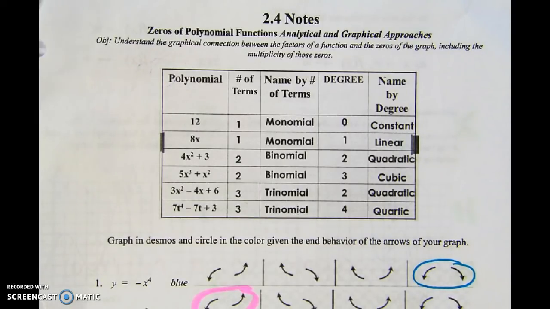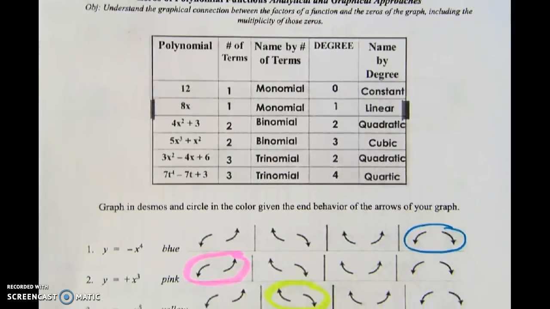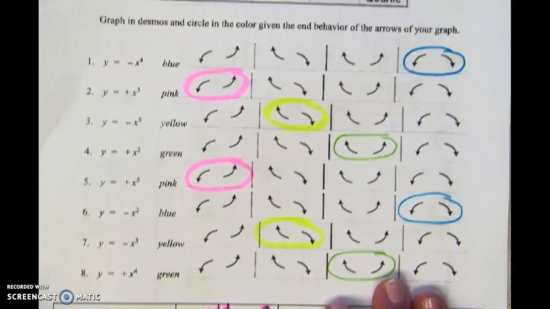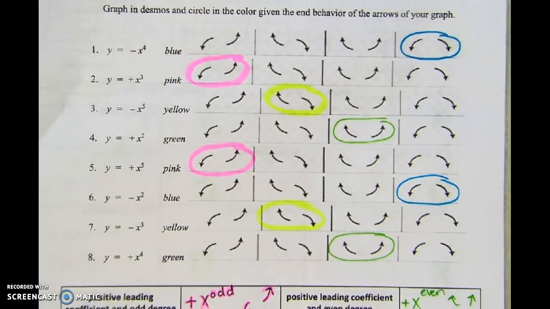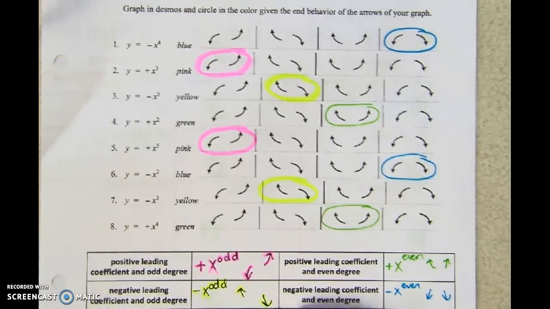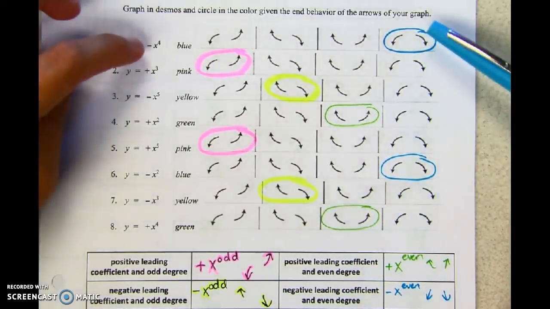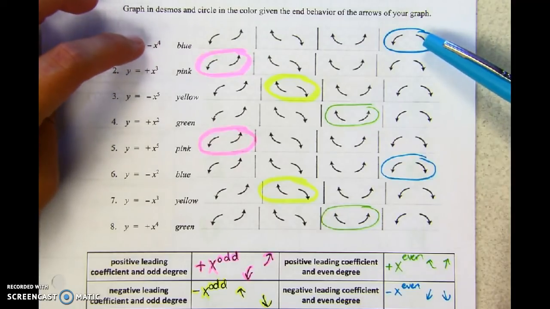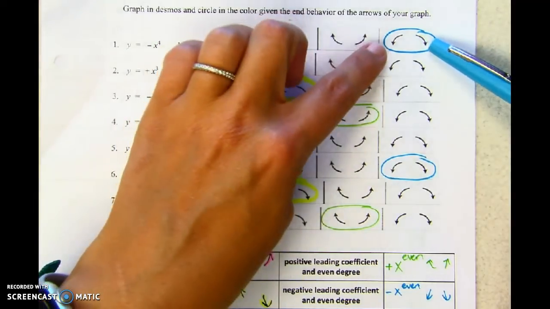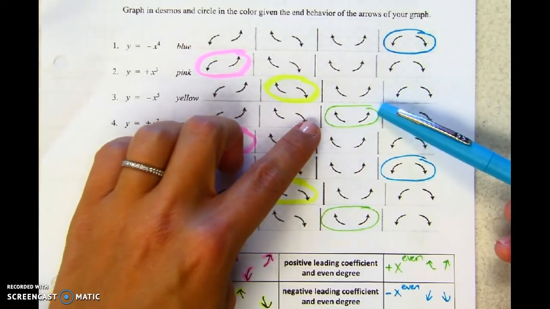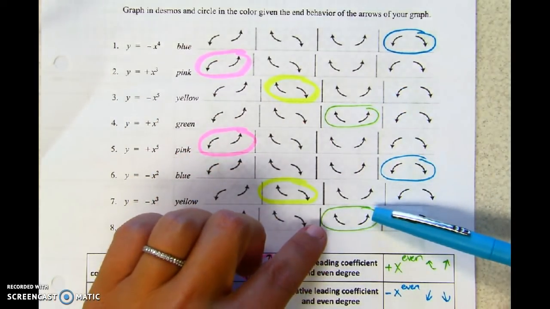Hi everyone, these are 2.4 notes where we're focusing on the end behavior and the y-intercepts. So first of all, we should have done this exploration here where you discovered that anytime we have an even degree or an even power, even means same. They're going to be going in the same direction. So these are both going down, both going up, both going down, both going up.